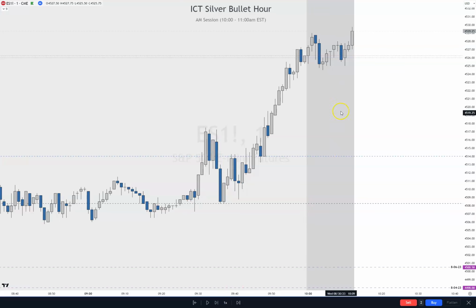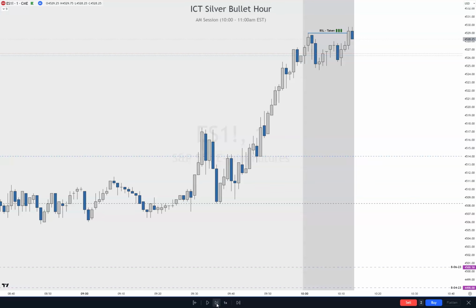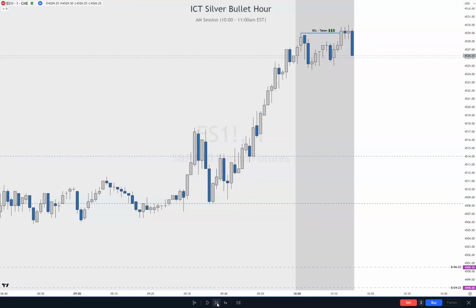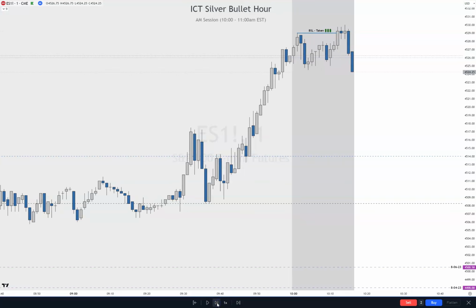Nope. All right, there it just took that out. So buy side liquidity's been taken there. Okay, so I'd be looking for this swing low right here to be taken out for a market structure shift. Market structure shift. All right. So let's go.